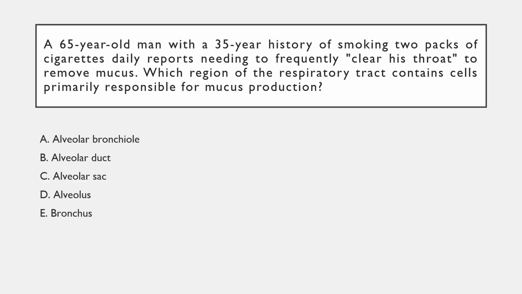A 65-year-old man with a 35-year history of smoking 2 packs of cigarettes daily reports needing to frequently clear his throat to remove mucus. Which region of the respiratory tract contains cells primarily responsible for mucus production? A. Alveolar bronchiole. B. Alveolar duct. C. Alveolar sac. D. Alveolus. E. Bronchus.